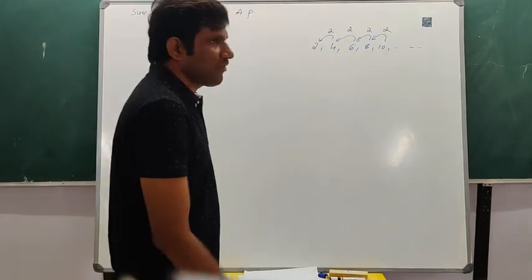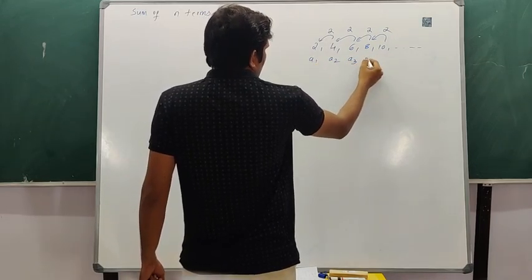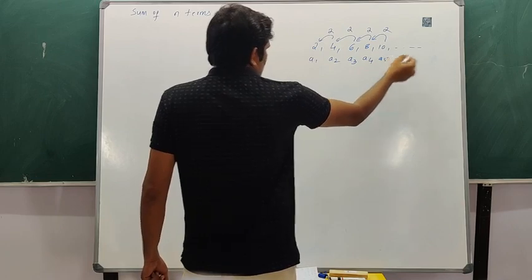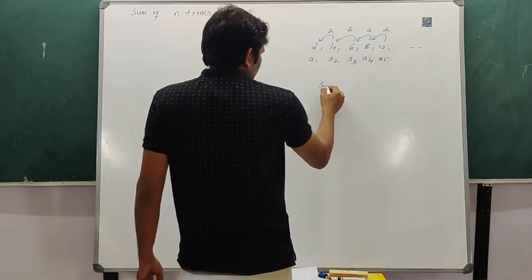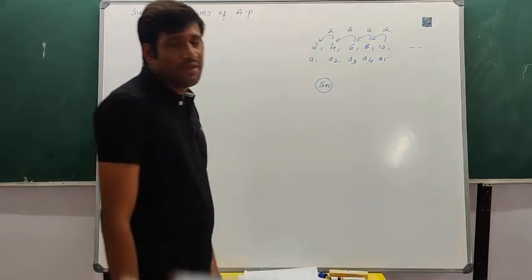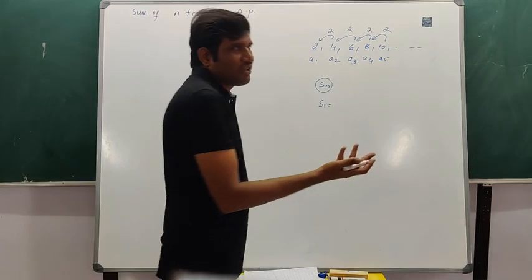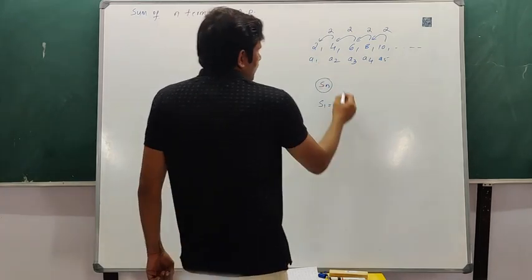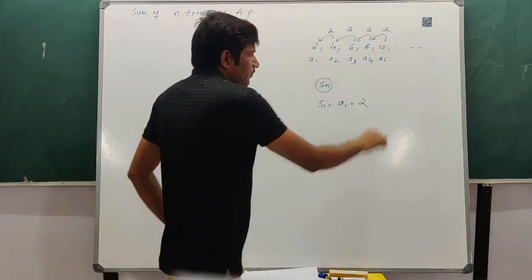So what is the meaning of sum of n terms? This is the first term, this is the second term, this is the third term, this is the fourth, this is the fifth, and so on. Sum of n terms is in general represented by Sn. So what is the meaning of S1? That is the sum of the first term. There is only one term, that is A1, that is 2.